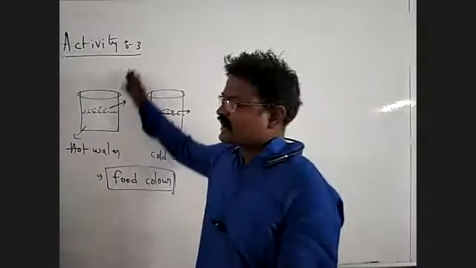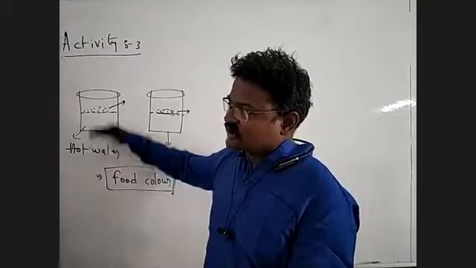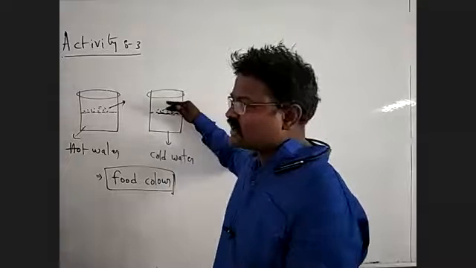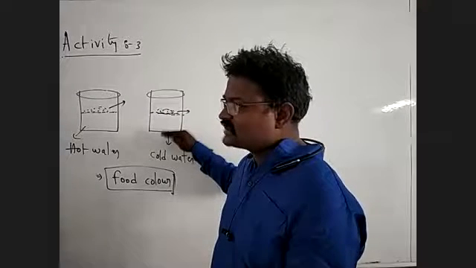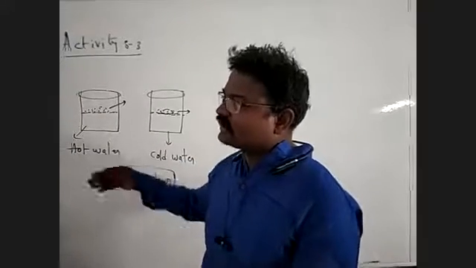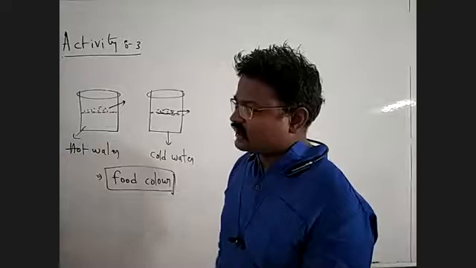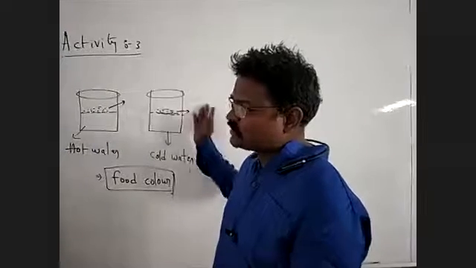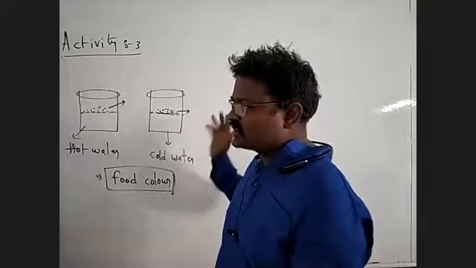The food colors kept on the top surface of the water move in random directions. This one also moves in a random direction on the surface. Both are moving in random directions, which means they have motion, so they have kinetic energy. This water also moves in a random direction. This body also has kinetic energy.